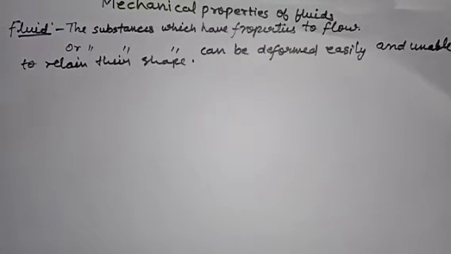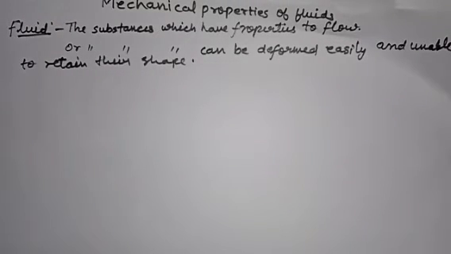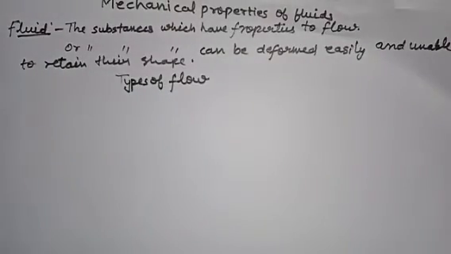So these are the ways we can define fluid: the substances which have properties to flow, or the substance which can be deformed easily and unable to retain their shape under deforming force or stress or shear, whatever. So as I told you, liquids and gases both are included in this category. Next, types of flow. So there are different categories of type of flow.